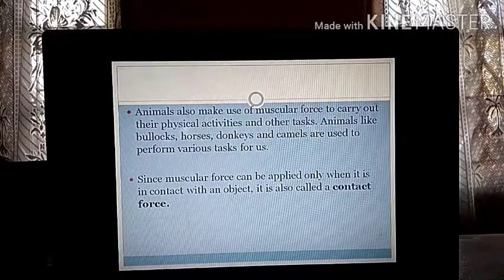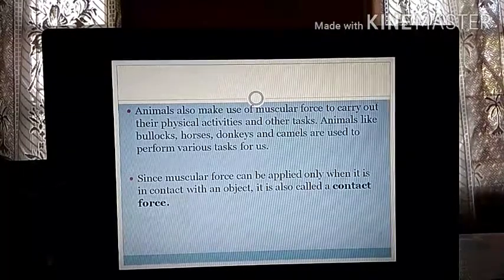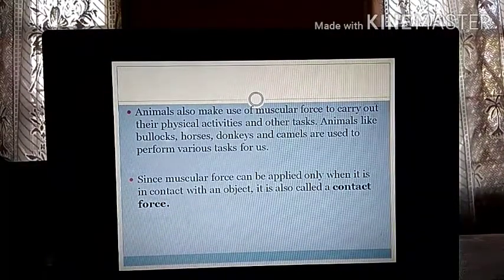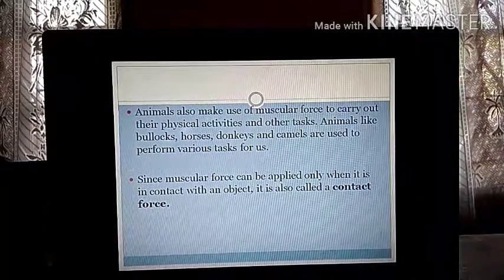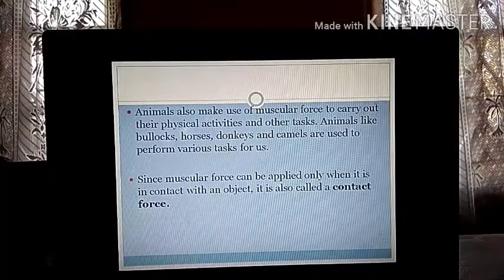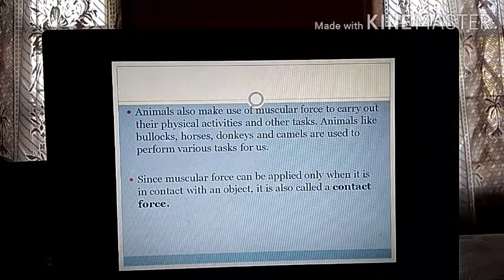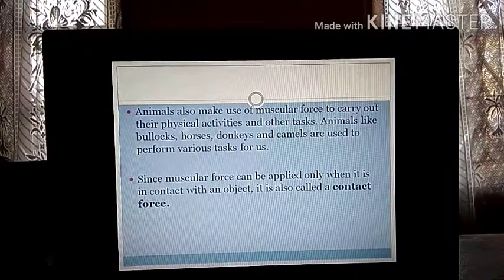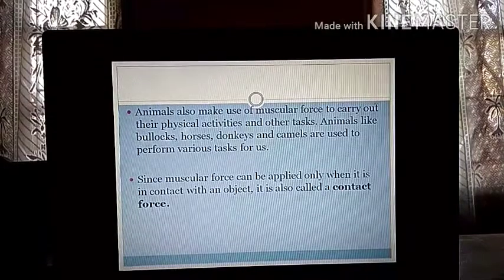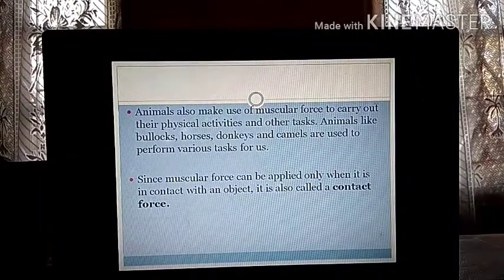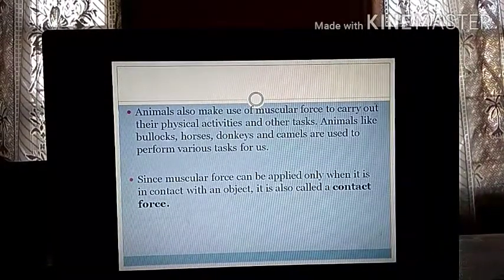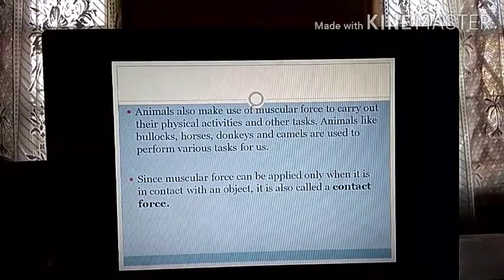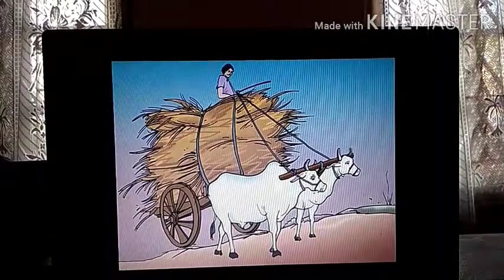Muscular force. Since muscular force can be applied only when it is in contact with an object, it is also called contact force, isn't it? So without touching the rope, water cannot come out from the well. Without hitting the ball with the bat, it cannot go for a 4 or for a 6, isn't it? That means there has to be a contact with the object. That is why it comes under a contact force.